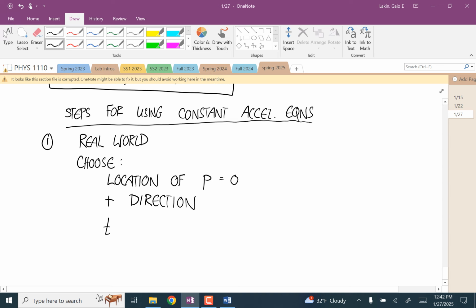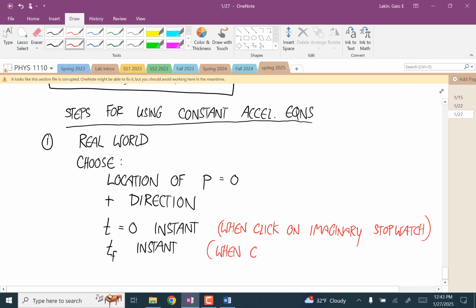Sometimes it's imaginary, sometimes it's actually like we will be taking these time measurements. And then the fourth one is we have to choose a time final instant. And that's when you click your imaginary stopwatch off.